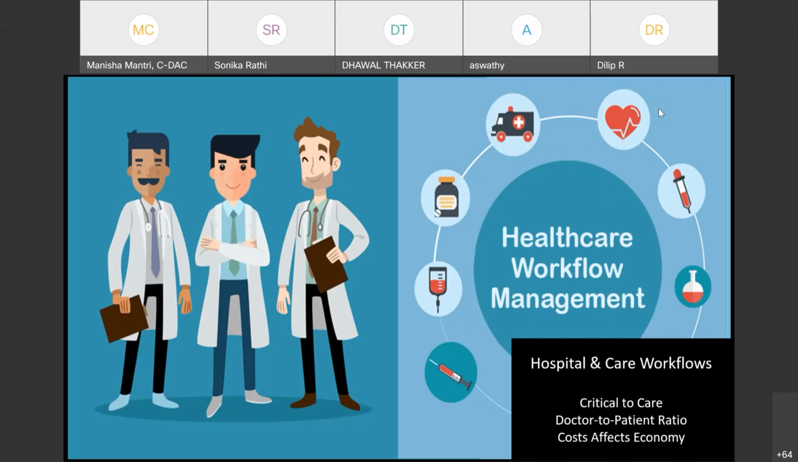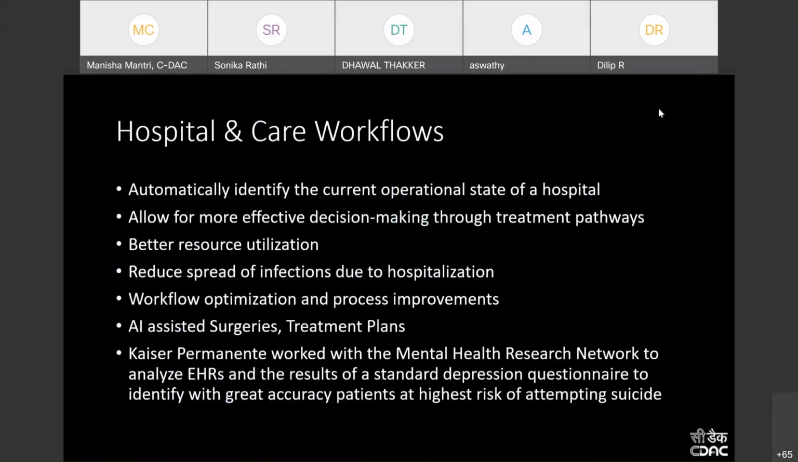They are often dependent on a huge number of interrelated factors: the needs of the patients, the multiple departments, the staff members, the assets. And this volatile situation makes many forms of workflow orchestration to improve productivity highly challenging. It is very difficult unless the hospital staff and the administrators have a proper overview of how the hospital operations are going on. So talking about a few of the applications here, one could use data science to automatically identify the current operational state of the hospital.